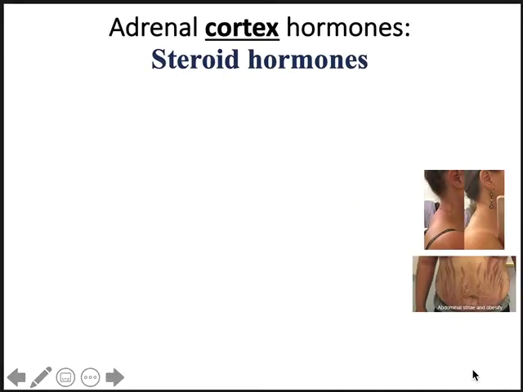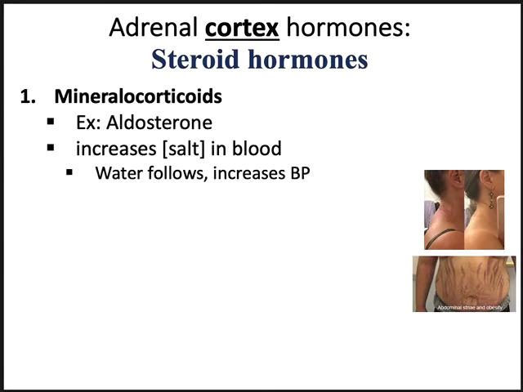Now, for the adrenal cortex, there are steroid hormones that we're interested in. So the first group of hormones from the adrenal cortex are called the mineralocorticoids, and this includes aldosterone. And aldosterone is another hormone that we'll talk more about when we talk about the urinary system. It's important in regulating blood pressure, and it does this in an indirect way. So aldosterone is going to signal the kidneys to absorb more salt.